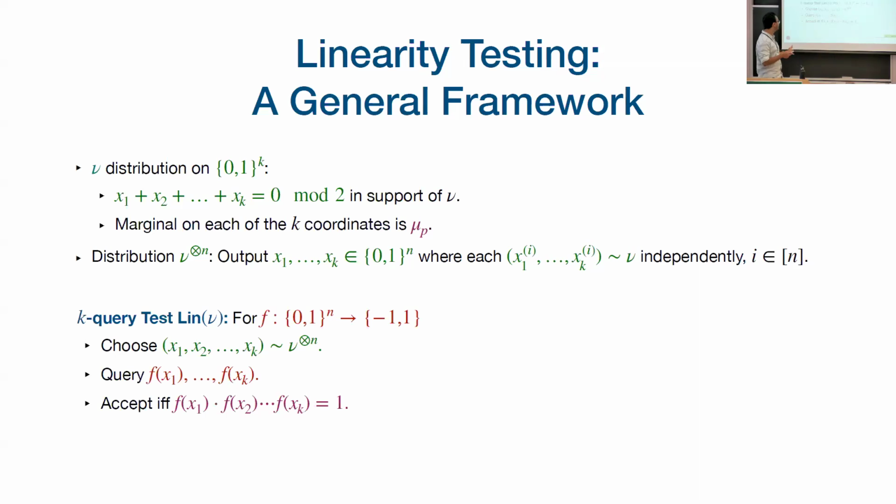And now the test is very natural. I'll call the test lin nu: given a function f, I choose k points from this distribution nu to the n, and I query f of x1 up till f of xk, and I accept if and only if f of x1 times f of x2, so on up till the product f of xk, is equal to 1. Again, you can see that linear functions pass it with probability 1, and functions epsilon-close to linear pass with probability at least 1 minus, say, k times epsilon, and things like this.